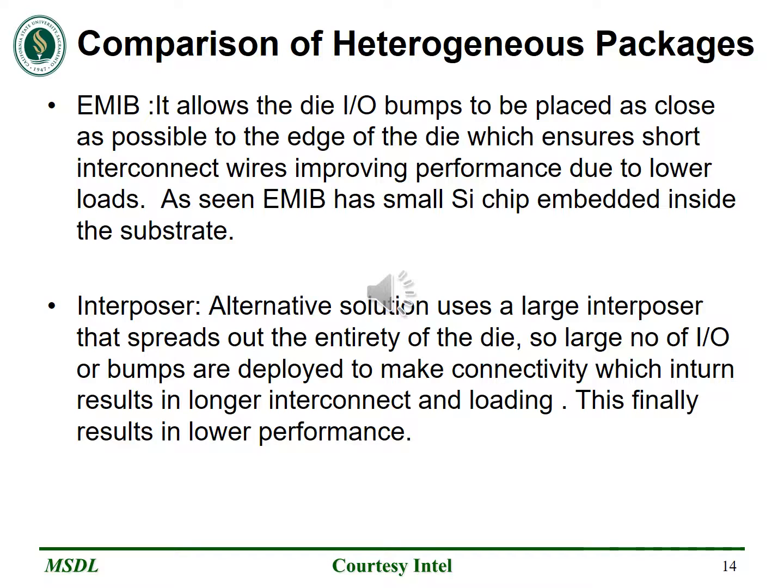Whereas coming to the interposers that spread out the entire die, a large number of IO bumps are deployed to make connectivity, which in turn results in longer interconnect and loading. This finally results in lower performance. We can clearly observe the difference in the earlier image I have shown.